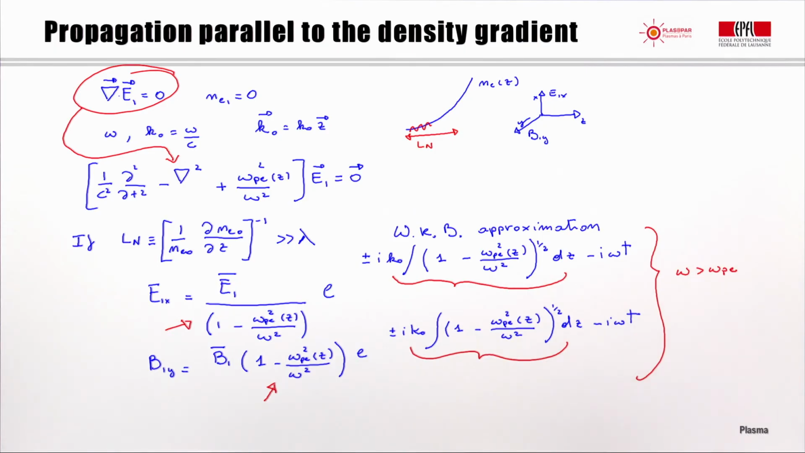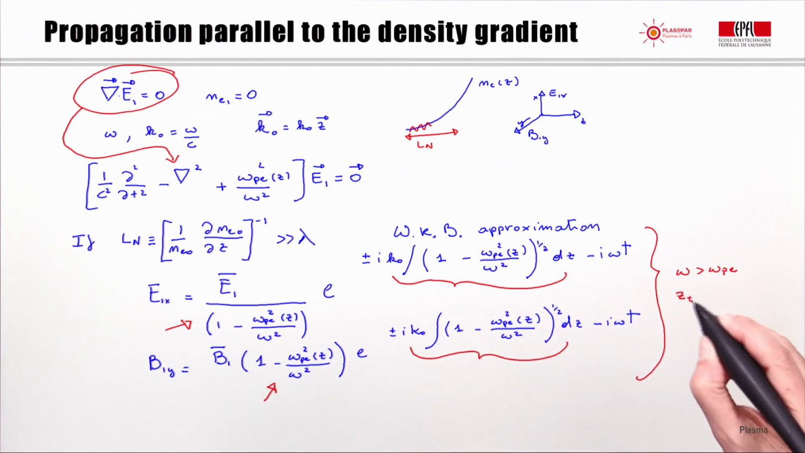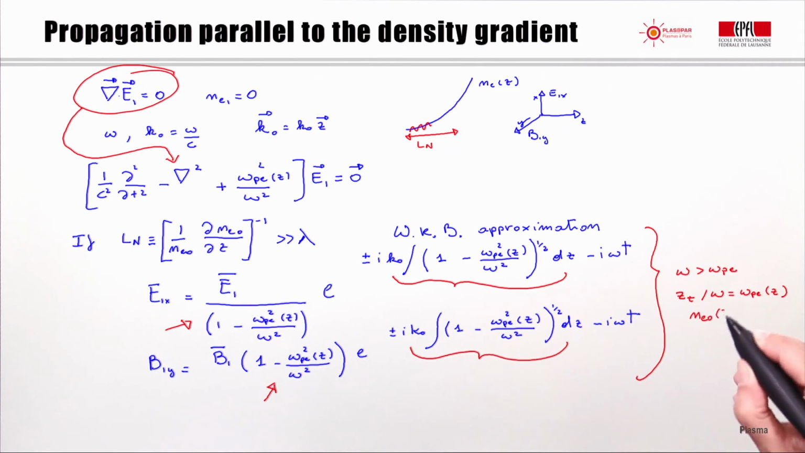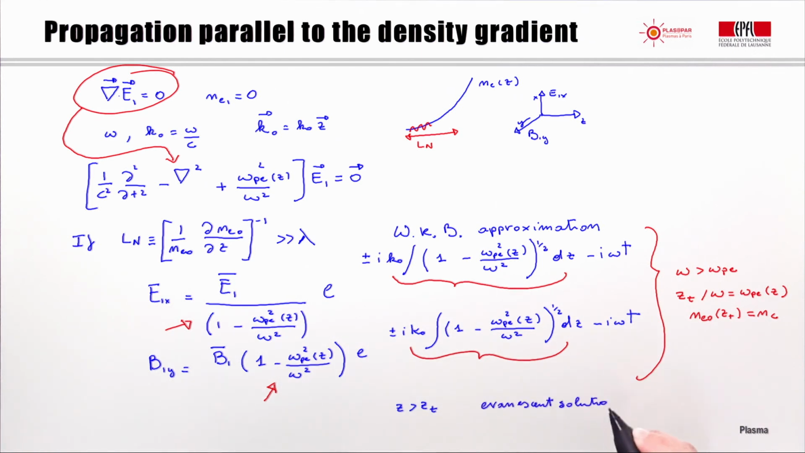But as the density increases, at some point we can have a situation where the frequency of the wave is equal to the plasma frequency. We can then define the turning point as the position in space where the wave frequency is equal to the plasma frequency. At the turning point, the wave will be reflected. Notice also that in this case, the density at the turning point is equal to the critical density. After the turning point, that is for Z larger than the turning point, the electric field and magnetic field are evanescent, and asymptotically they will just decrease exponentially.